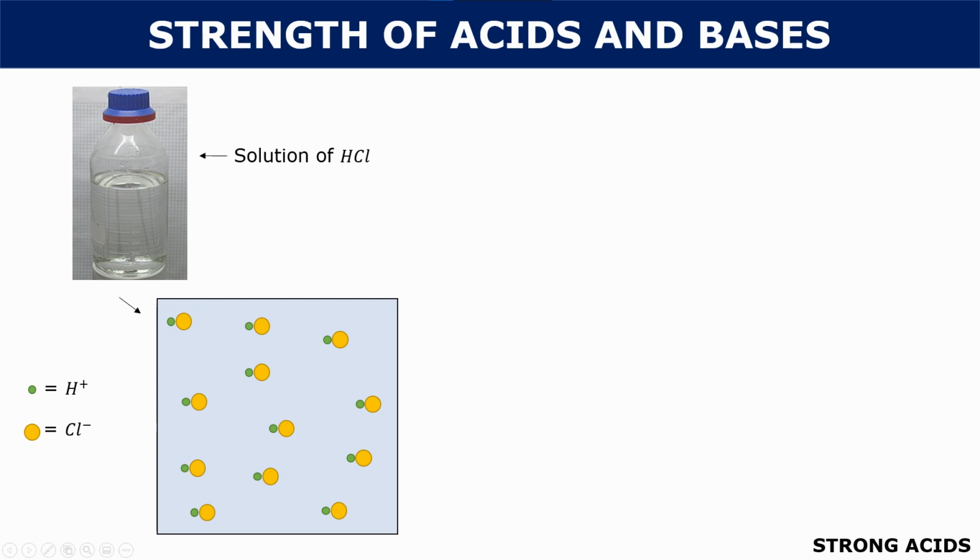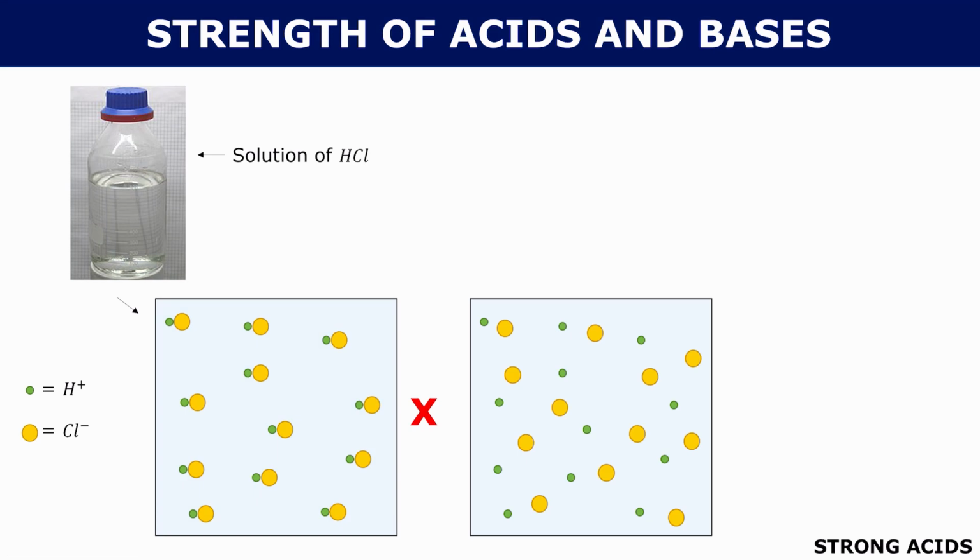But this is actually not how it looks. Instead, it looks more like this. You have the H+ ions and the chloride ions separated. They're not together. And the reason for this is because hydrochloric acid is a strong acid. That means that its degree of dissociation is really high. Most of the molecules are going to be dissociated. They're going to be in their ion form instead of together as a molecule.